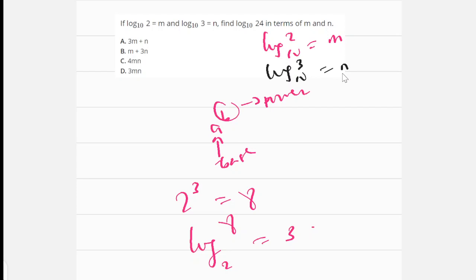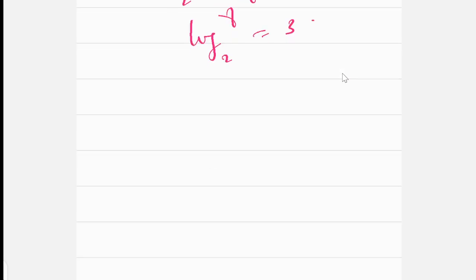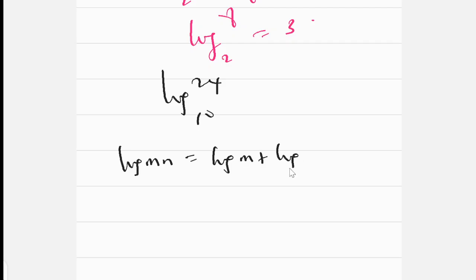Then find log 24 base 10 in terms of m and n. Log 24 base 10 in terms of m and n. And don't forget we have different laws of logarithm. One of them I want you to know is that when you have log mn, it's the same thing as what? The log of the product of two numbers is the same thing as the sum of their logarithms. Log m plus log n.